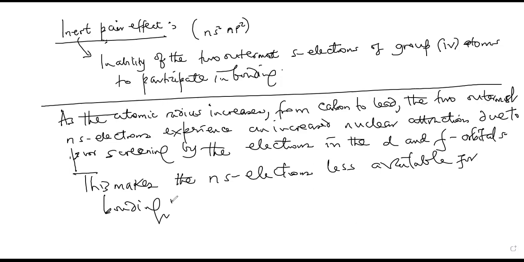So after looking at the inert pair effect, or the inability of the ns2 electron pair to participate in bonding, we are going to find out the effect of this in group 4 elements. Another topic now takes us to something different.